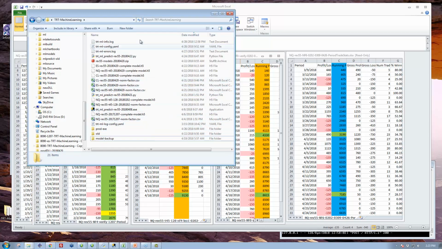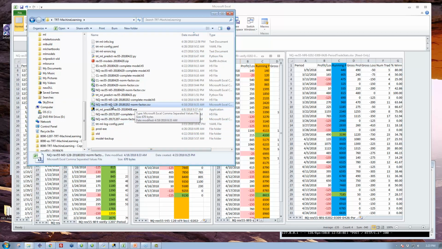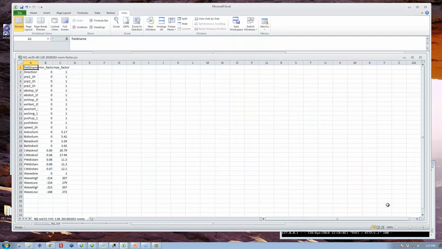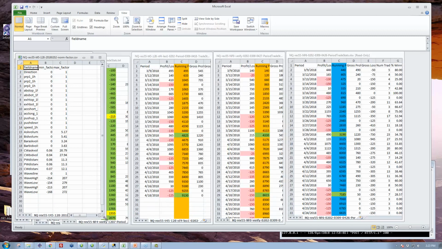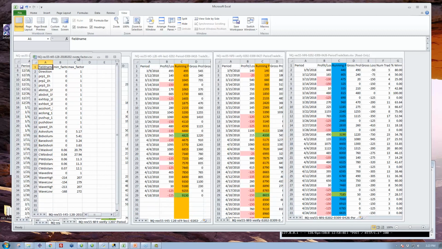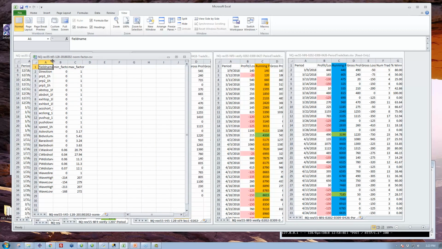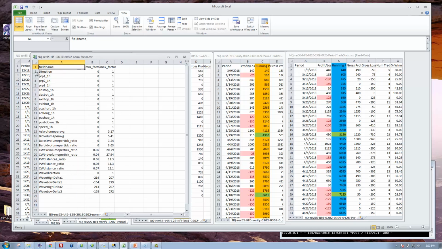So the way that you can see what data is getting sent, what data the model is using, is by looking at this norm factor file, normalization factor. Okay, you can look at this file, and this actually lists the fields that are getting sent to the model, and by definition, this is the data the model's trained on. Okay, and so there's a bunch of categories here.